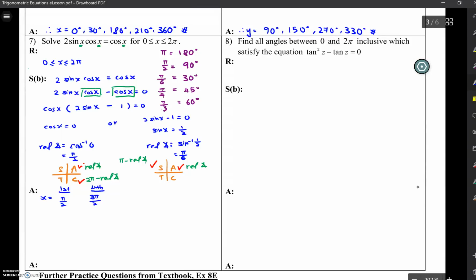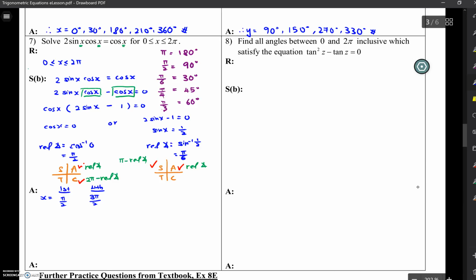Okay, is there more quadrant? Can I plus a 2 pi or minus a 2 pi? For this case, you realize if I add a 2 pi to pi over 2, I'll go over the range of 2 pi. If I subtract a 2 pi from pi over 2, I'll go below the range. I'll get a negative value. So for this case, we only work with one cycle.